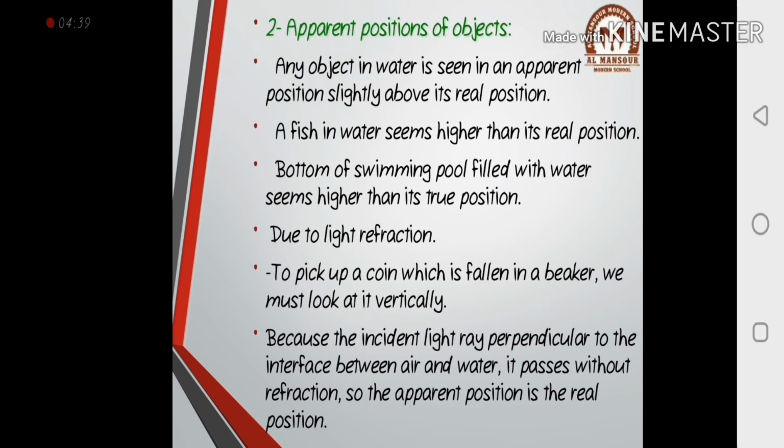So, when you want to pick up a coin which has fallen in a beaker, we must look at it vertically. Vertically means at 90 degrees. This is because the incident light ray is perpendicular to the interface between air and water, so it passes without refraction. So the apparent position is the real position.